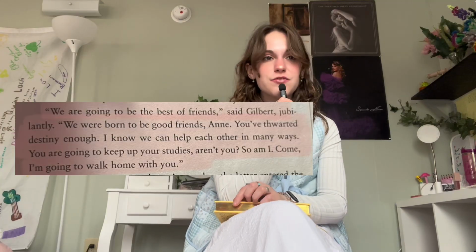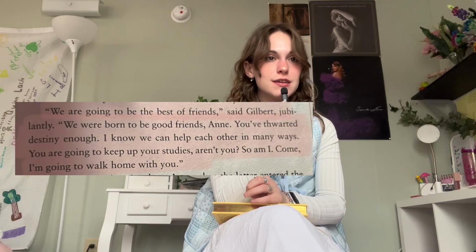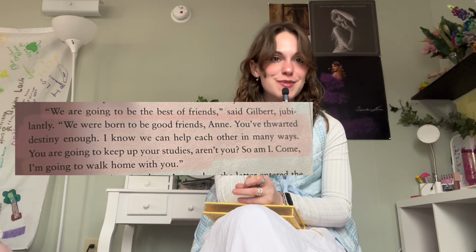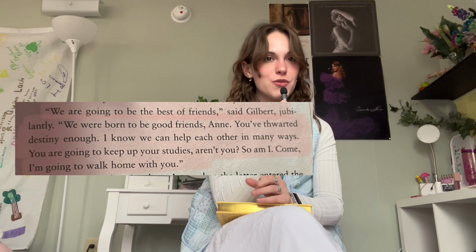"We are going to be the best of friends," said Gilbert. "We were born to be friends, Anne. You've thwarted destiny enough. I know we can help each other in many ways. You're going to keep up your studies, aren't you? So am I. Come, I'm going to walk home with you."